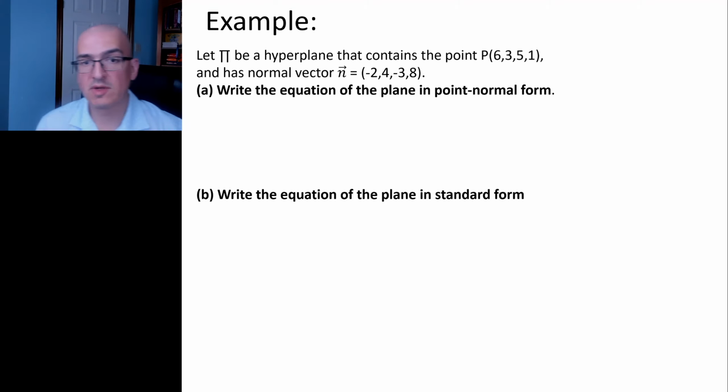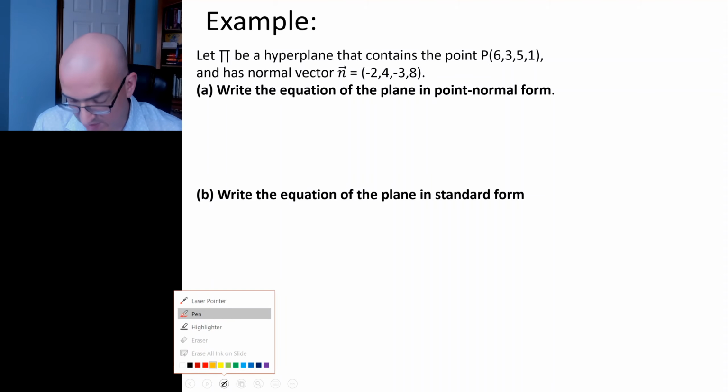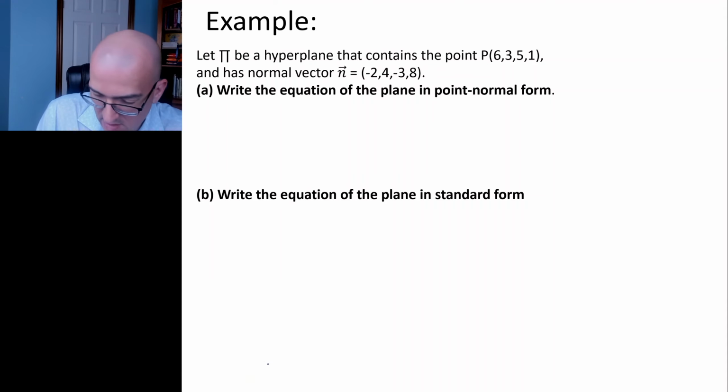So let's get a little bit of practice constructing hyperplanes from their ingredients, which is the same as constructing a plane from their ingredients. In part A, well, for both parts, we're given the point 6, 3, 5, 1, so this is a 4D hyperplane, and a normal vector with those 4 components indicated there. In part A, we're asked for the equation of the plane in point normal form. So that's the easy one for the information that we're given.